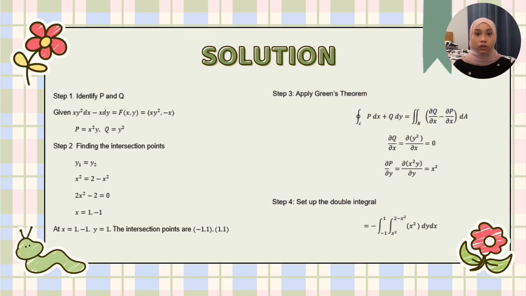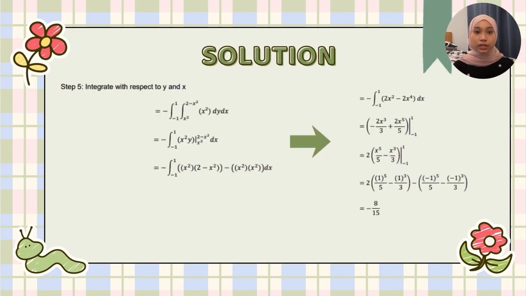Now we set up the double integral. The limits of x are from negative 1 to 1 and the limits for y are from x squared to 2 minus x squared. So the integral becomes negative integral from negative 1 to 1, integral from x squared to 2 minus x squared of x squared dy dx. We integrate with respect to y first, then x. After simplifying and evaluating the limits, we get the final answer. The circulation of the force field around the closed region is negative 8 over 15.